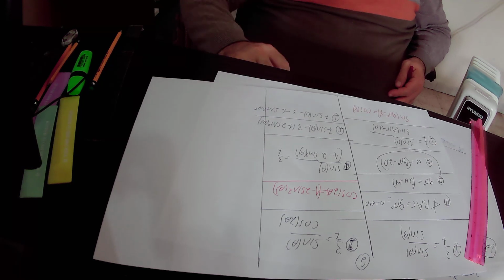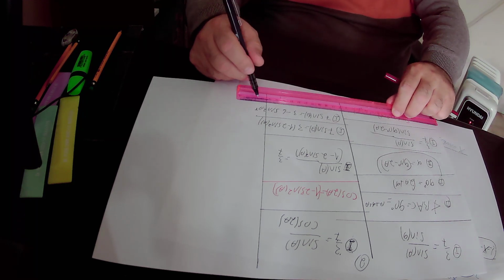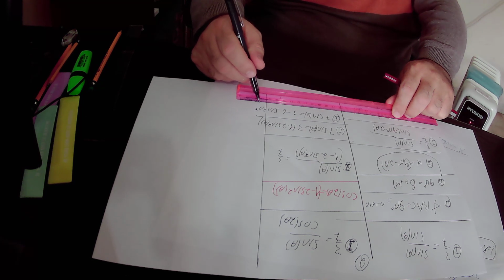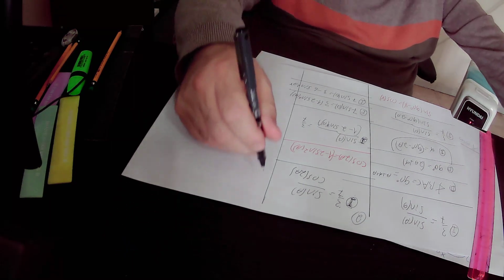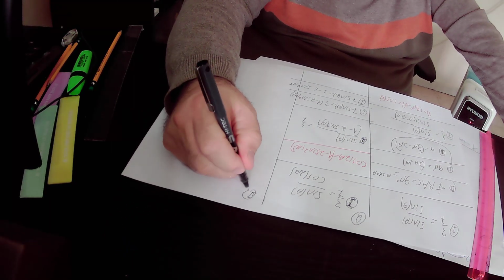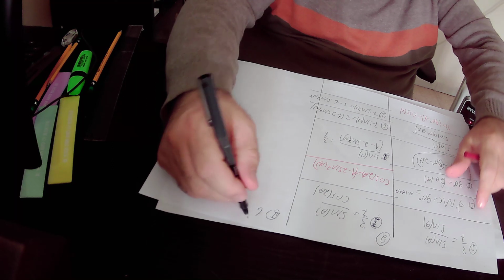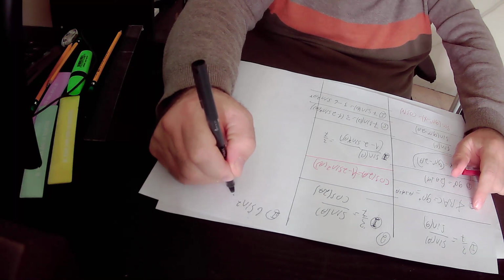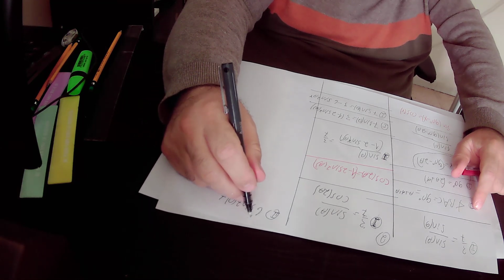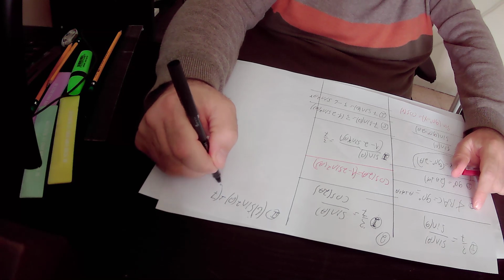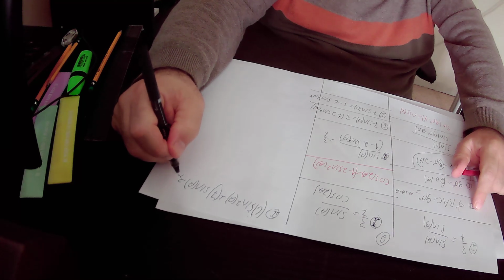Okay, so here we will add 6 times sine squared theta to this equation number 1, and we'll subtract 3, and we get that according to equation number 1, 6 times sine squared theta plus 7 times sine theta minus 3 equals 0.